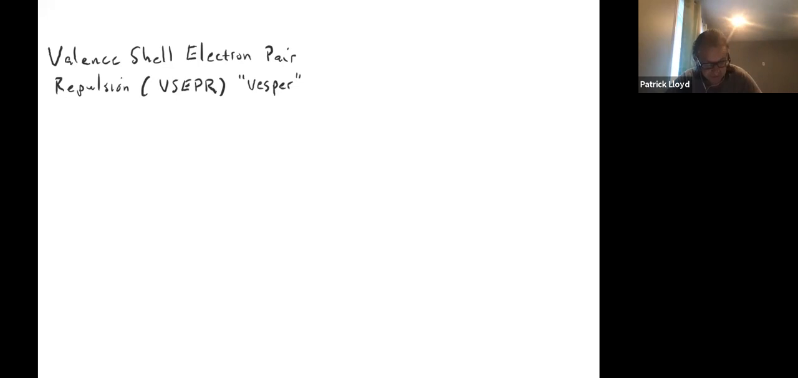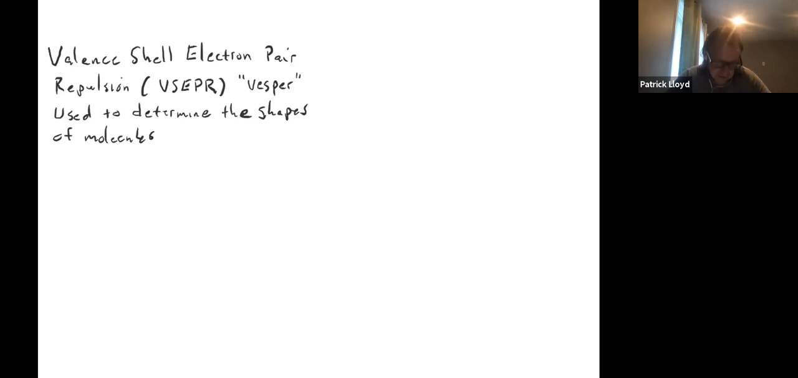So this is used to determine the shapes of molecules. And it's not perfect. It doesn't work for everything, but it works for a large class of molecules and compounds. So it's a useful theory. And it's also based essentially on the Lewis structure. So it's an extension of the Lewis structure. So that's a good thing too. That way we don't have to relearn everything, right? Some of it's consistent with that. So we're just going to add on a couple of things.